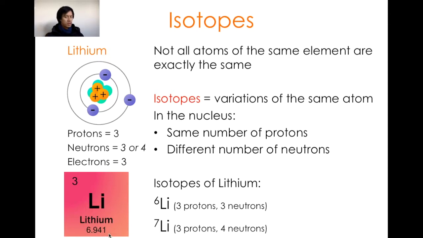That's why it's relative. What that means is this number gives us an indication of which one is more commonly occurring in nature, right? Because 6.9 is closer to 7 than it is to 6, you would expect that the majority of lithium would actually be lithium-7 with 3 protons and 4 neutrons, as opposed to lithium-6, 3 protons and 3 neutrons, which is why the average there is 6.941, okay?